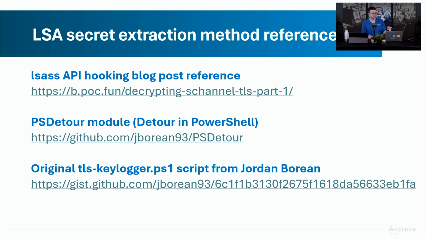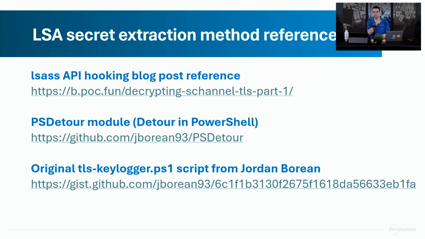A good friend of mine, Jordan Borean, wrote a PowerShell module called PSDetour. It's literally the Detours library from Microsoft, but in PowerShell, so you can start scripting your API hooking. And then he made a script following the first blog post that would attach to the LSA and then start dumping those TLS pre-master secrets into a text file that we can use. So this is what we'll be showing today.